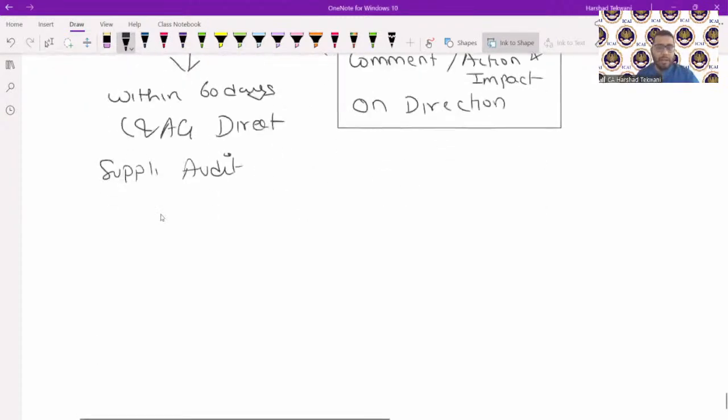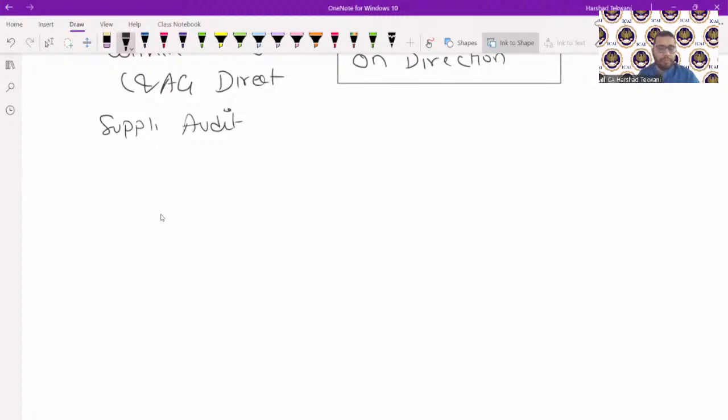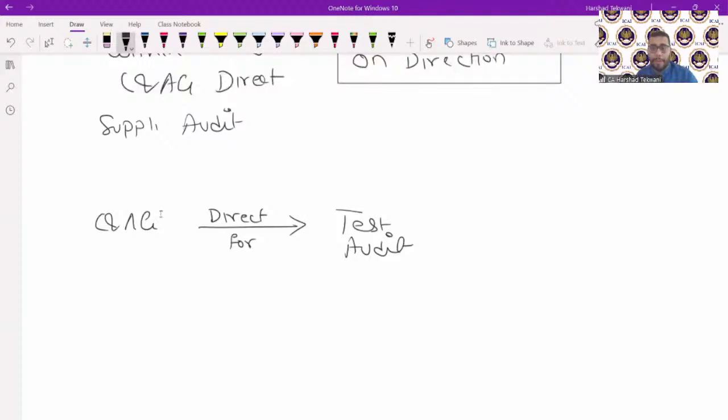So additionally, CAG can direct for a test audit. Now, these were the provisions with respect to the government company, sections 143(7) and 143(6).